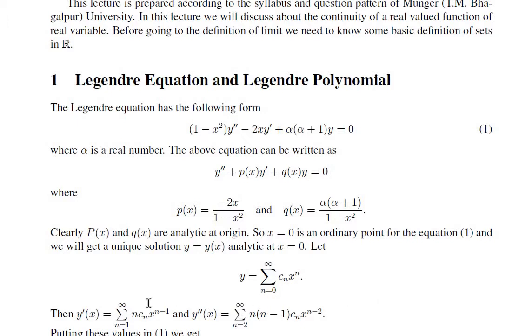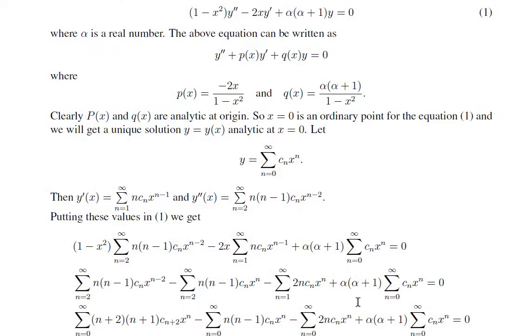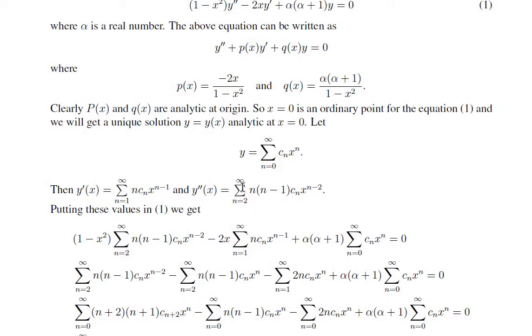But we can start from 0 also, because if n equal to 0, since it is multiplied by n, that will become 0. Here also we can start from 0 to infinity, because when n equal to 0, it's also 0. When n equal to 1, this term is also 0. So as a sum, it does not matter. But if we take the derivative, it will be from n equal to 2 to infinity.